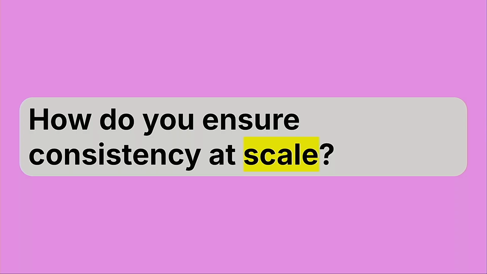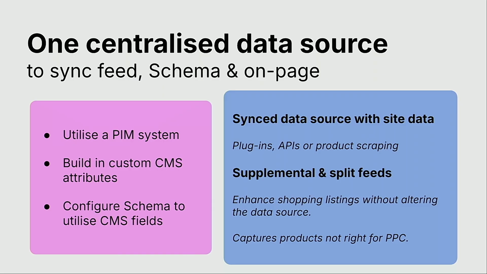So how can you ensure that you maintain consistency at scale? Well, there are a couple of ways that you can do this, but the most important one really is to make sure you have one centralized data source that syncs these 3 elements. So if you have something like a product information management system, this is great because you can pull information that sits in your CMS directly from that system. You can use that to then obviously pull through onto the page, and also to populate your schema markup as well. And then if you use plugins, APIs, or product scraping to build your feed that sits as your data source within Merchant Center, you can make sure that all of that information is consistent.